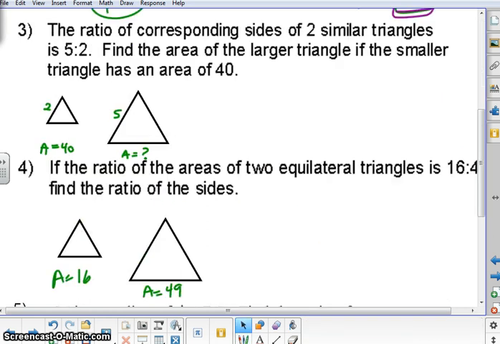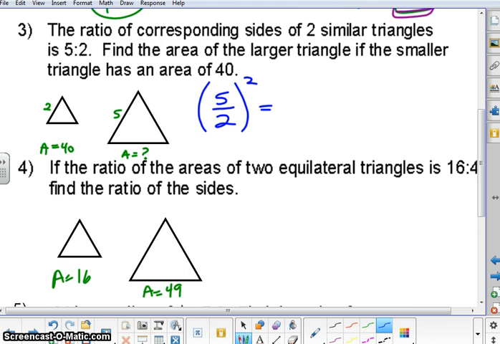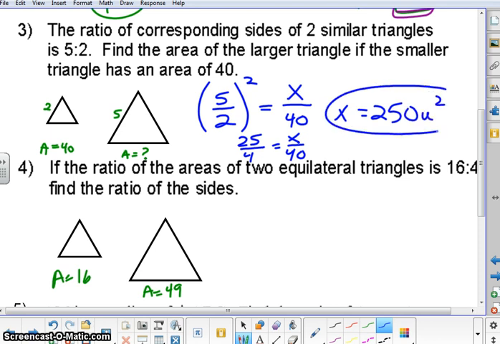Okay, so we have a 5-to-2 ratio, and we are given an area. So if we know all of this, then we can say that the sides squared are going to give us the ratios of the areas. So if we know that the smaller one is 2, we're going to put that in the denominator, and then we'll just call the top x, because that's what we have to find out. All right, so this is 25/4, and with a little bit of cross multiplying, we get x is 250, and we do not have a unit, so we'll just say units squared.